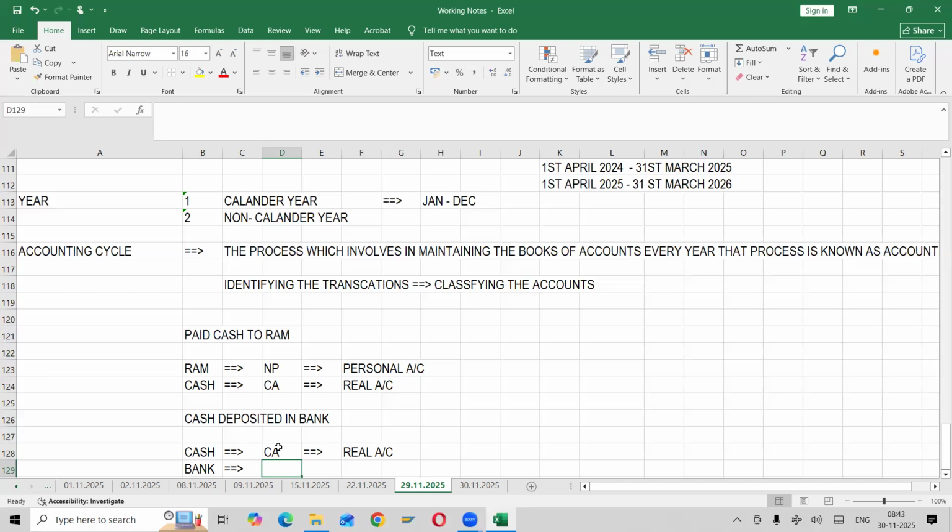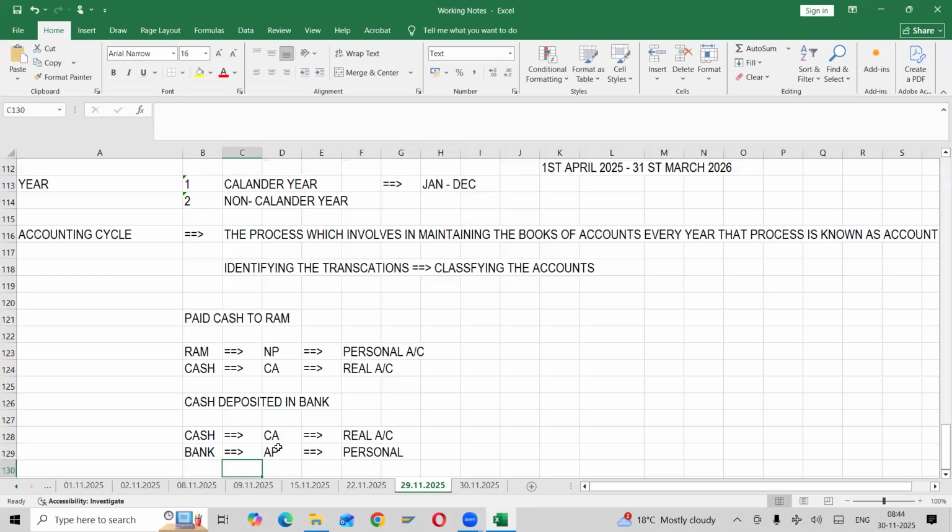Cash deposit. Personal account. What kind of person? Artificial person, that you need to manage. Okay, comes under personal. So for non-commerce people, it will be a little challenging at the initial stage, but I'm sure I'll make sure that you will be on track on this.